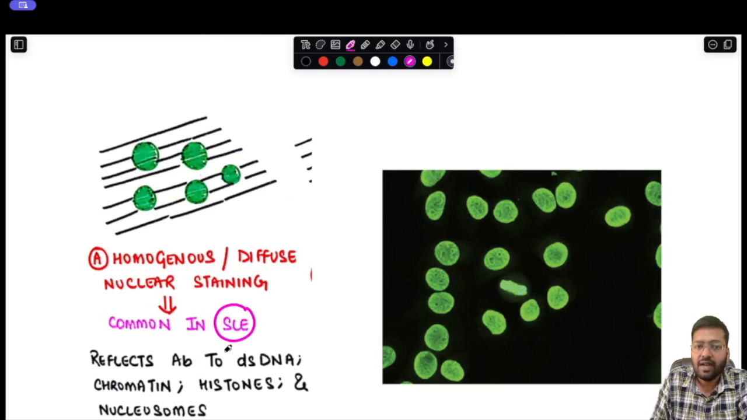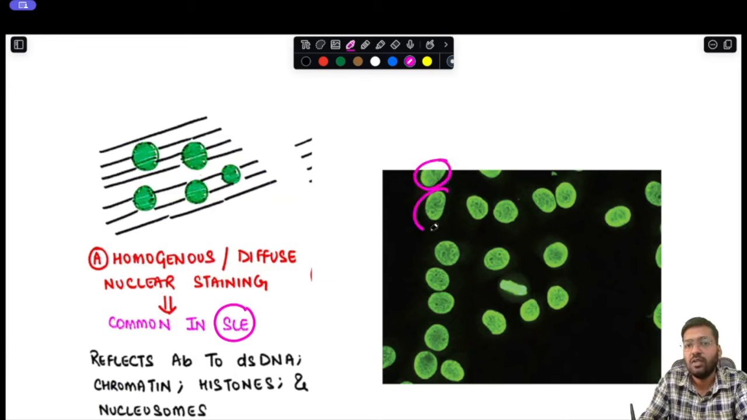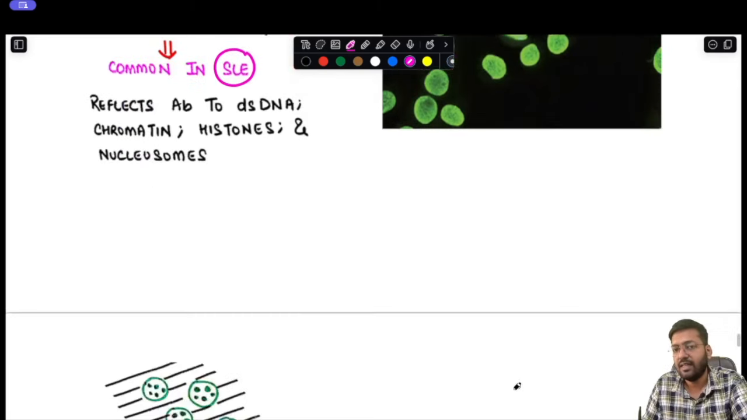So these are reflecting the antibodies to dsDNA or antibodies to chromatin, histones and nucleosomes. So you can see there is a diffuse staining of the nucleus. Diffuse staining of the nucleus can be appreciated. So homogeneous diffuse nuclear staining is seen in SLE, very commonly seen in SLE.